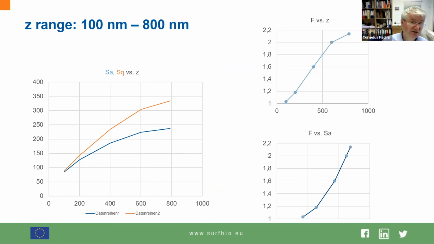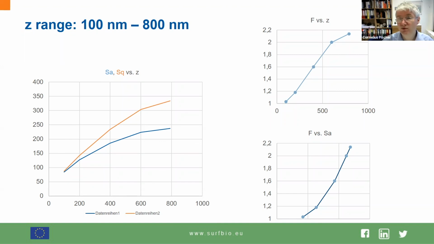And as you have expected, there is of course a different behavior of SA versus SQ versus the overall height range. And if you compare this to the surface area that is analyzed by this technique, you can also see that there is some first order correlation, but there is just some deviation from this first order correlation.